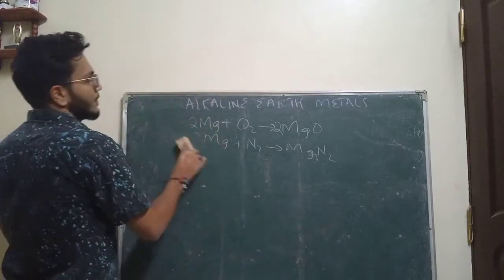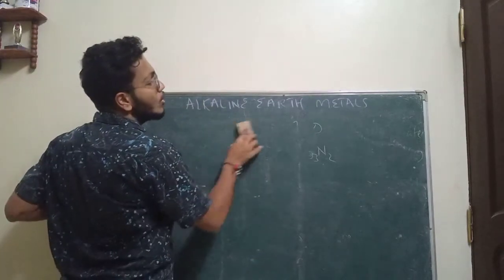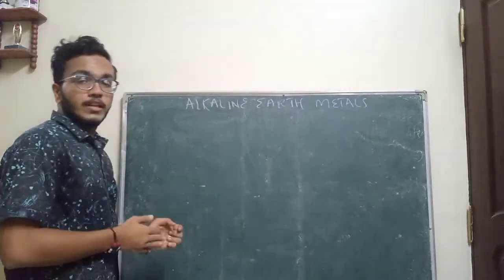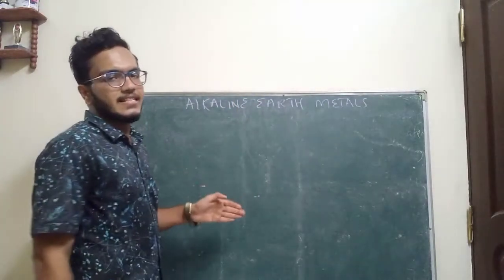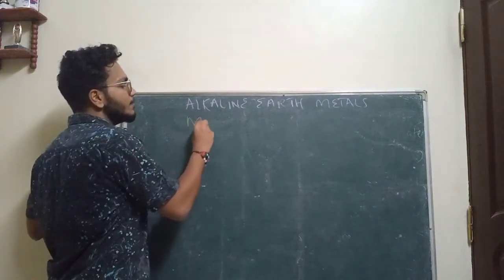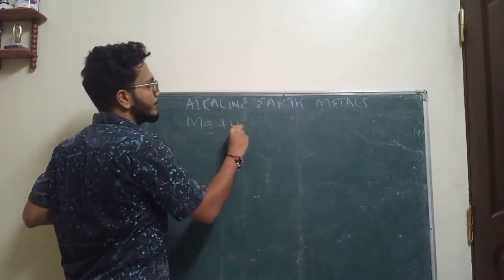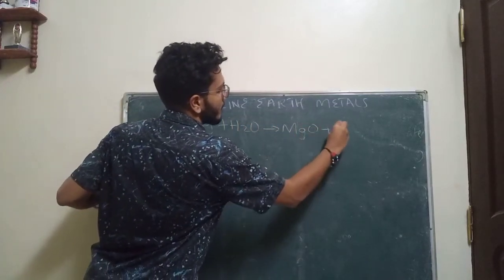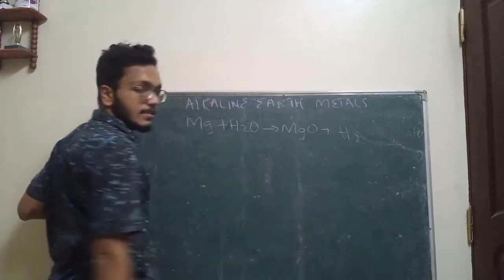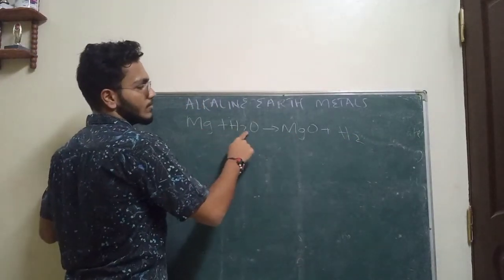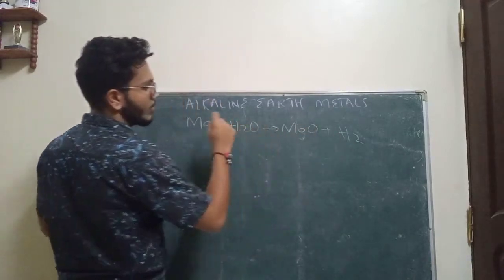Reaction with steam. In alkali metals, we saw that only lithium reacts with steam. Here, lithium is moderately reactive, but magnesium is less reactive than lithium, yet it can still react with steam. Magnesium reacts with steam to form magnesium oxide plus hydrogen gas. This equation is balanced because 1 magnesium atom, 1 magnesium, 2 hydrogen, 1 oxygen, 1 oxygen.